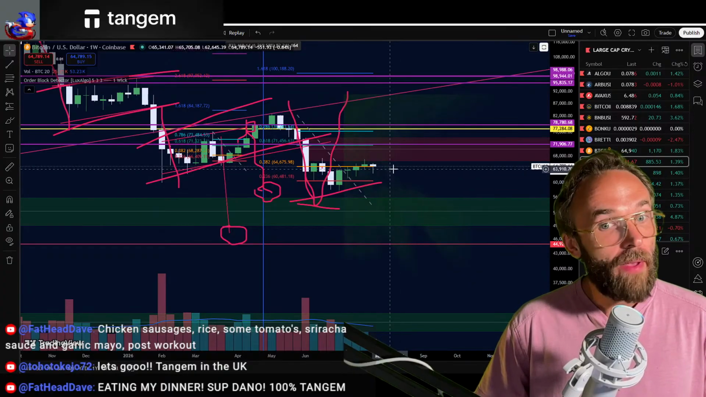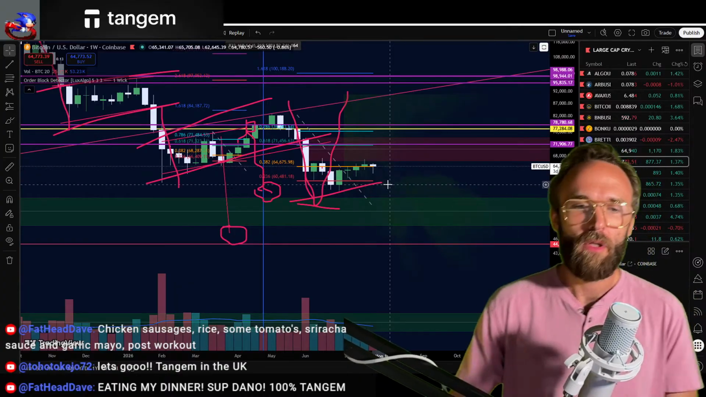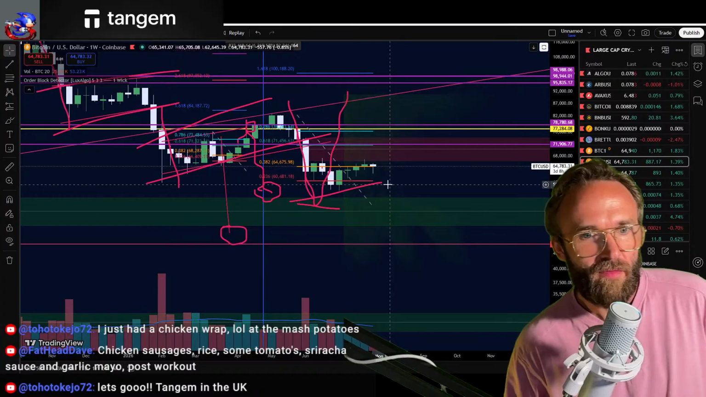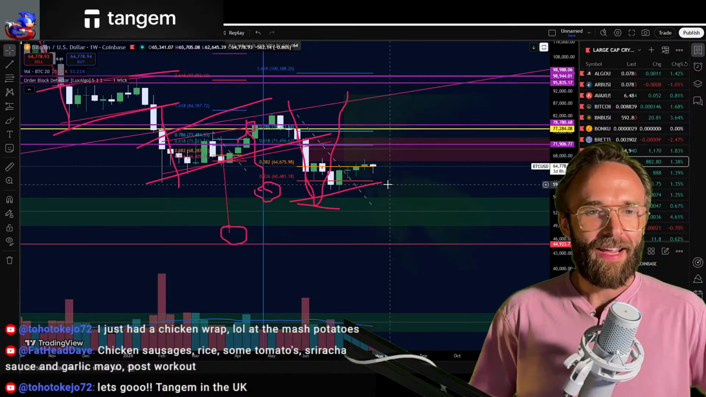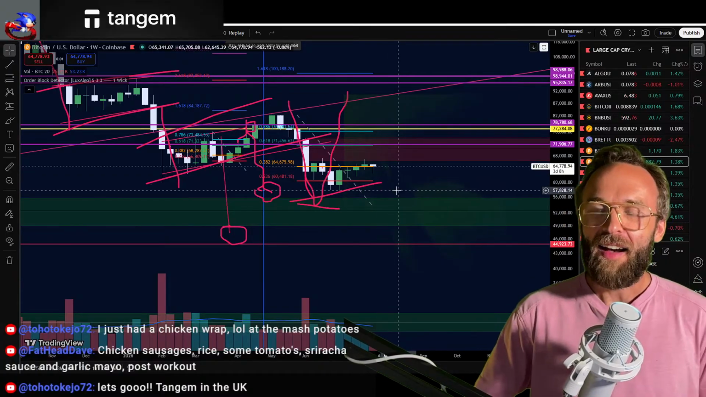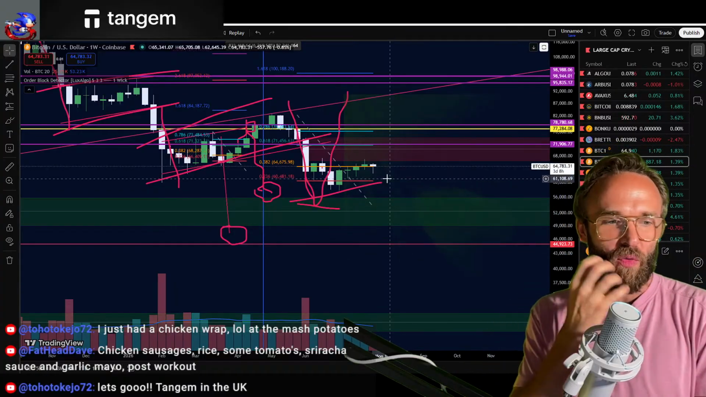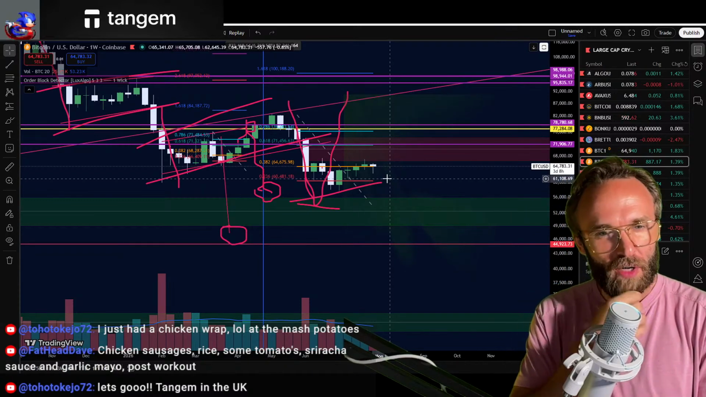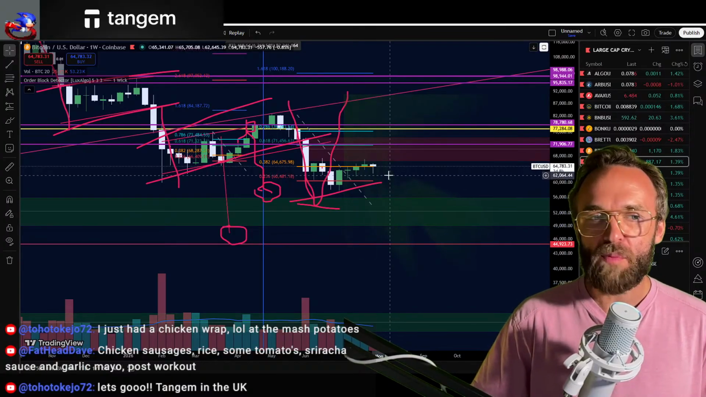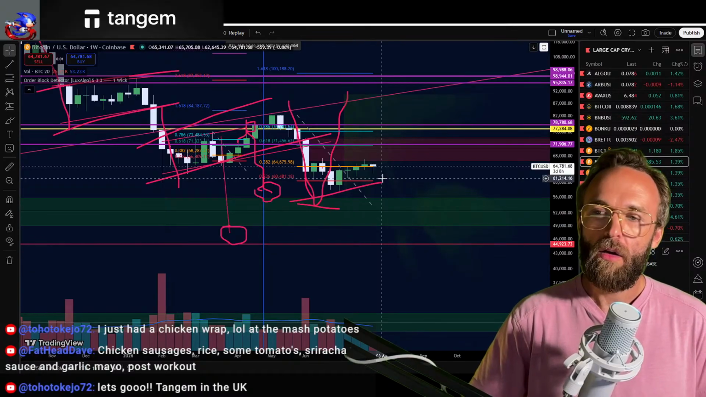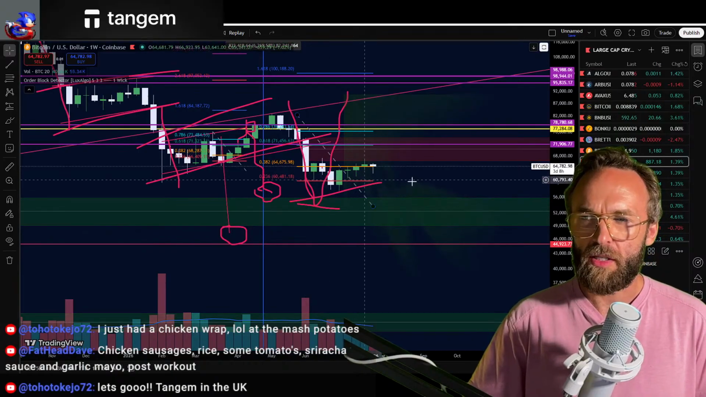Chicken sausages, rice, some tomatoes, sriracha sauce, and garlic mayo post-workout. Okay, all right. Emmanuel said he had a chicken wrap and some mashed potatoes. I had Chick-fil-A. That just shows how American I am. My wife woke up this morning and asked, "Can you get us Chick-fil-A breakfast?" Yes, I can do that. So I got a chicken, egg, and cheese biscuit. That's my favorite breakfast item at Chick-fil-A because the biscuits do pretty well.